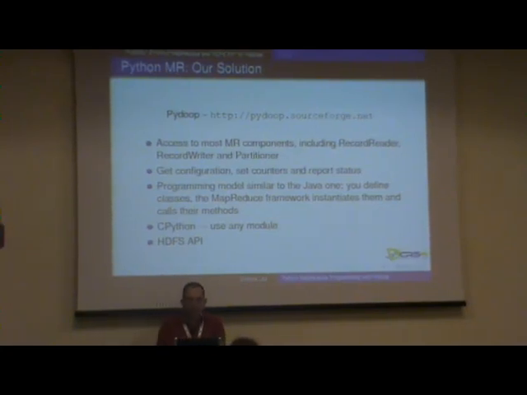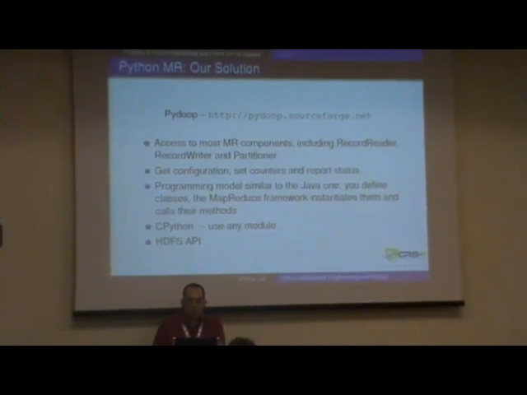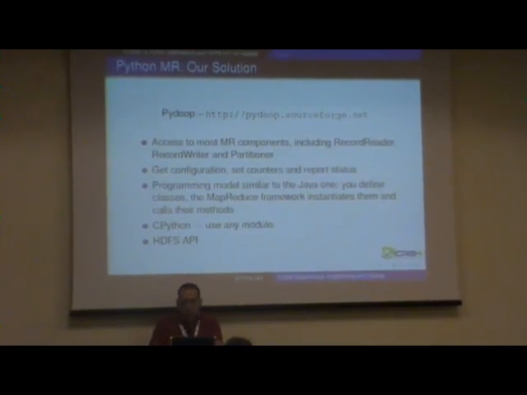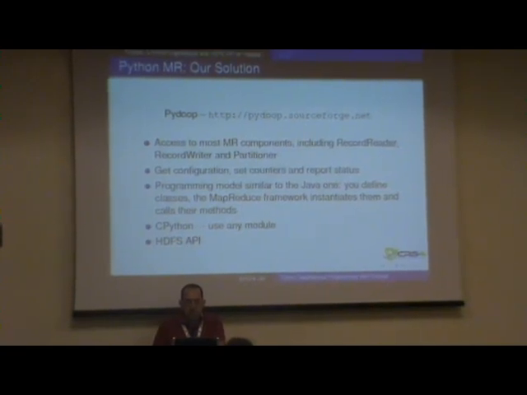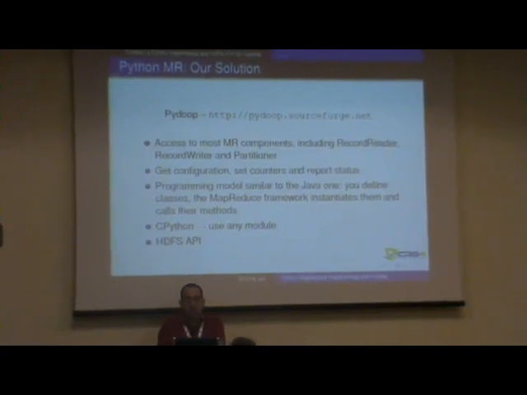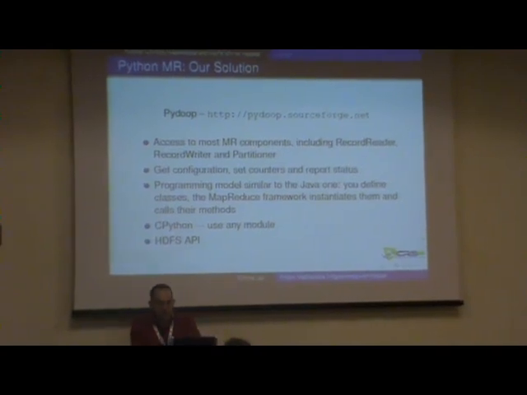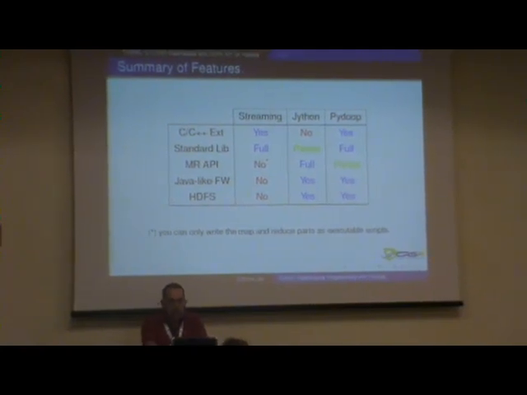This is a summary of what we wanted to do when we started out writing our own API for MapReduce programming on Hadoop. We wanted to be able to write all the additional components, or most of them, to get an actual programming model with iterators and all that stuff. And we wanted to be able to use any module, to use CPython, and we also wanted to be able to access HDFS.